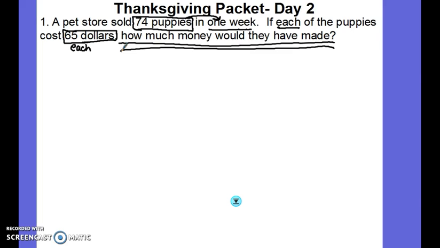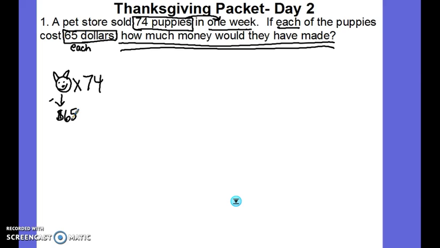Okay, so I'm thinking there's 74 puppies that they sold in 1 week, and each puppy costs $65. So this is kind of what I'm picturing in my head. There were 74 of these, puppies times 74 of them, and each puppy costs $65. So I'm picturing a bunch of puppies. There's 74 of them, and each one costs $65.